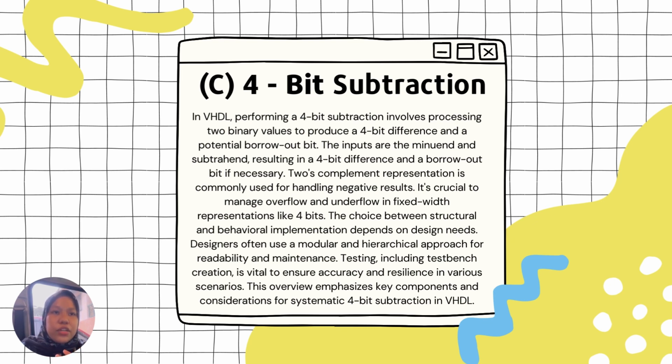Firstly, for the introduction of 4-bit subtraction in VHDL, performing a 4-bit subtraction involves processing two binary values to produce a 4-bit difference and a potential borrow out bit. The inputs are the minuend and subtrahend, resulting in a 4-bit difference and a borrow out bit if necessary. Two's complement representation is commonly used for handling negative results. It is crucial to manage overflow and underflow in a fixed representation like 4 bits.